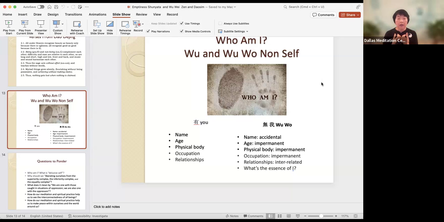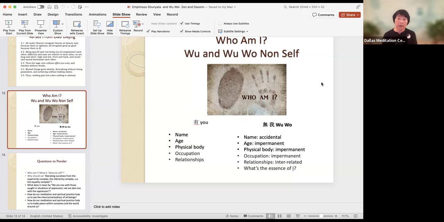So when we say who am I, usually we say name, age, physical body, occupation, relationship. And most people think that's who I am. But if we think about Wu Wo, non-self, name is accidental. I can be Jian, I can be Susan, Moon, June, July, any name, right? It's accidental. Age is impermanent. This year, I'm this age, next year, my age changes, right? Physical body is also impermanent.